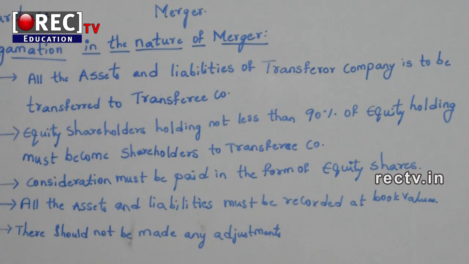So to become an amalgamation as a merger, the consideration that has to be paid by the transferee company to the transferor company compulsorily should be in the form of equity shares only.